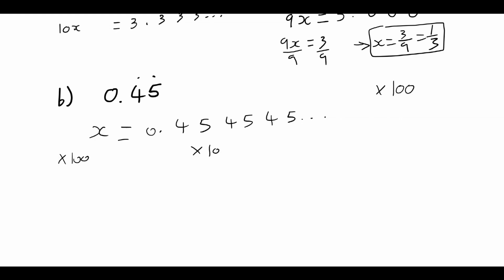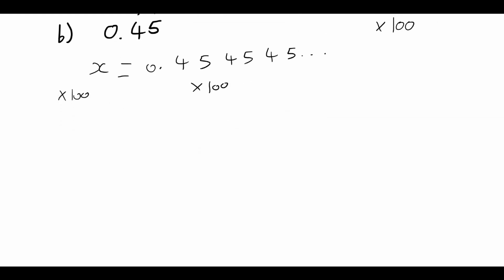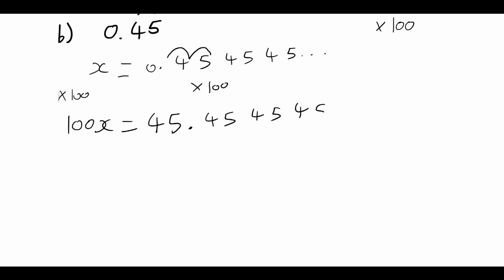On the left-hand side, I'm going to have 100x, and on the right-hand side my decimal point moves 2 places to the right, which will give me 45.4545 recurring. So 45.454545 forever.